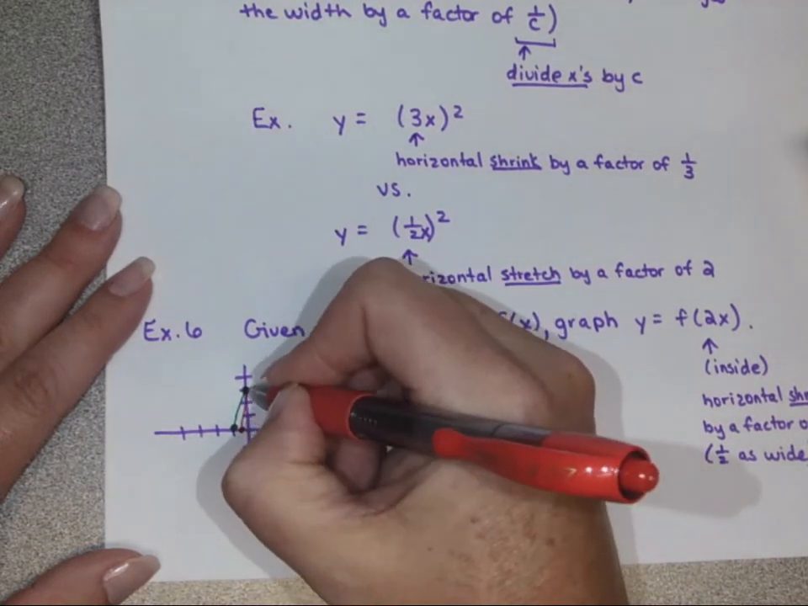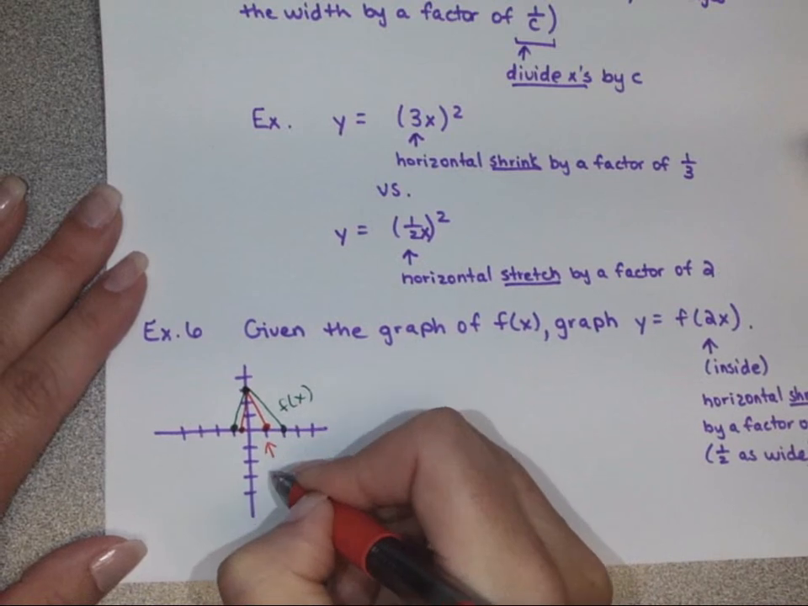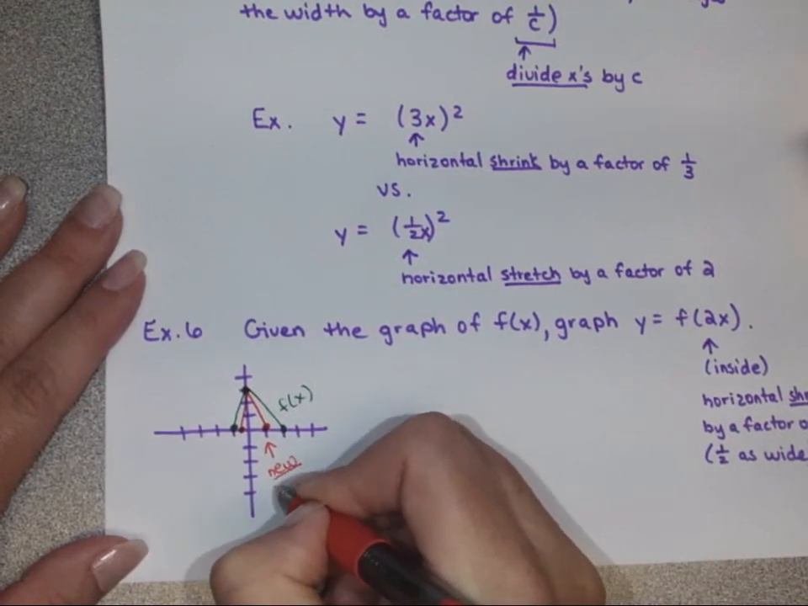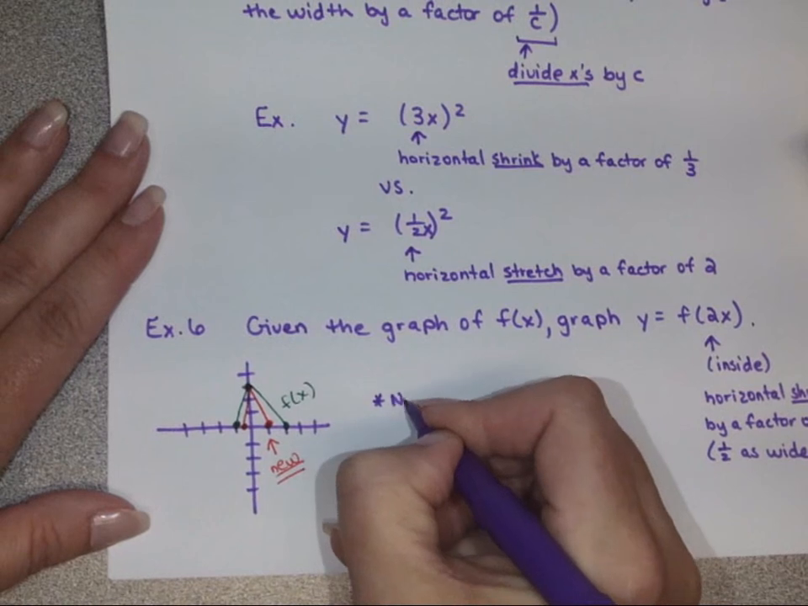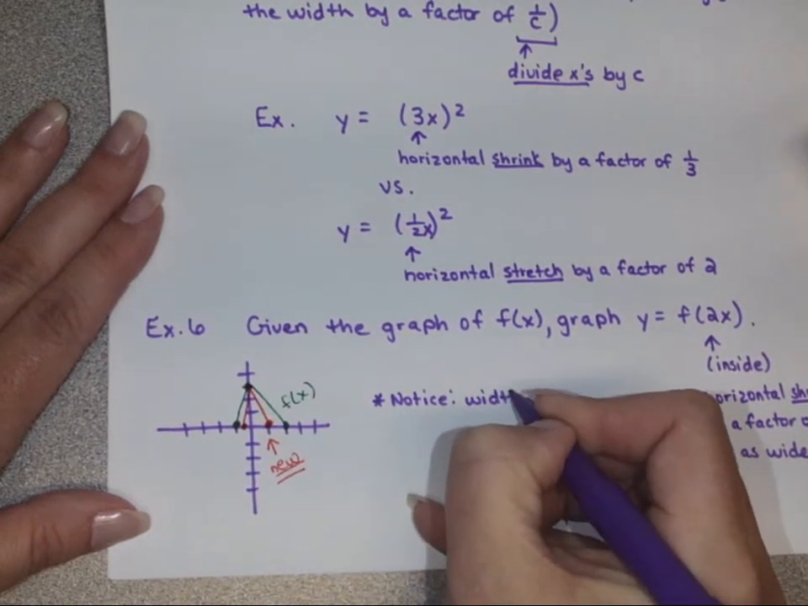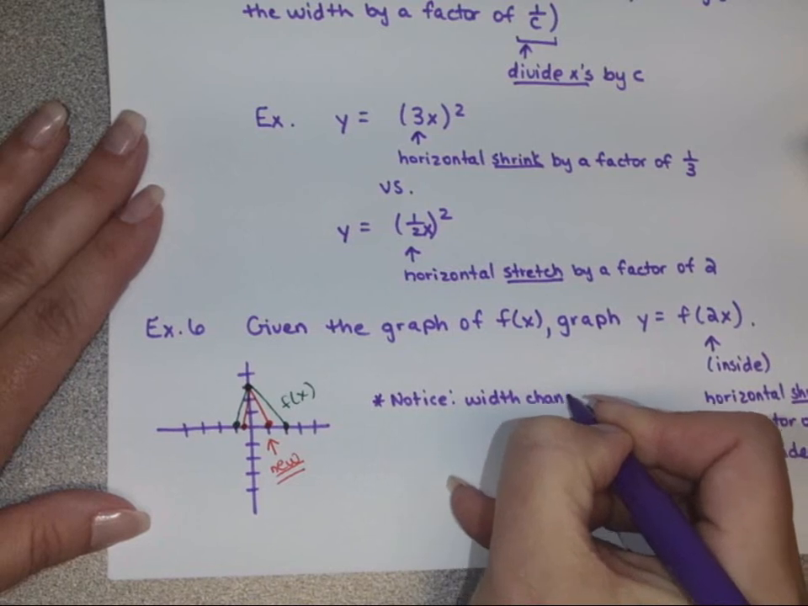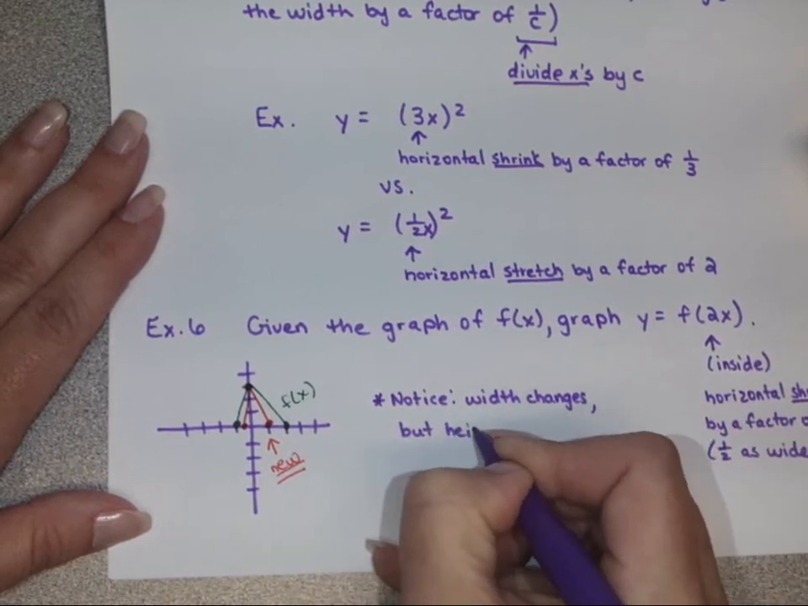And notice, we get a lopsided triangle that is how much as wide? It's basically half as wide, right? So just like we had this statement before, notice that the width changes, but what does not? The height did not change, yes.